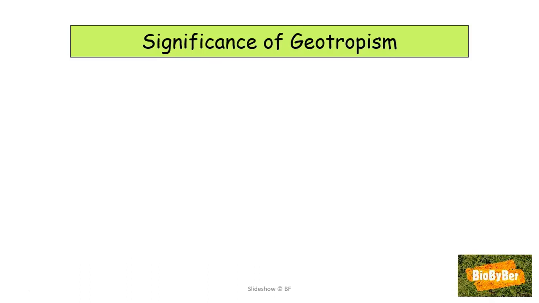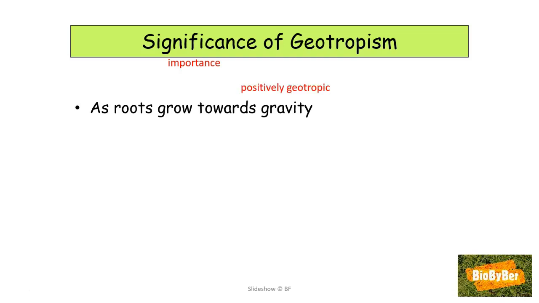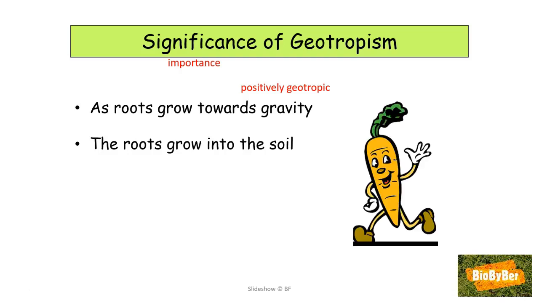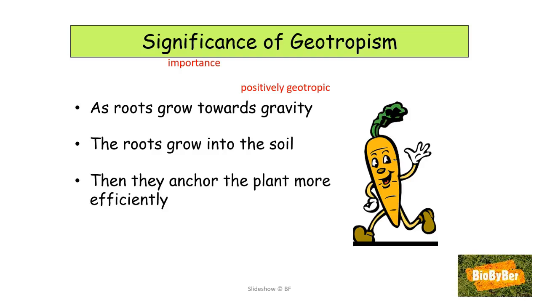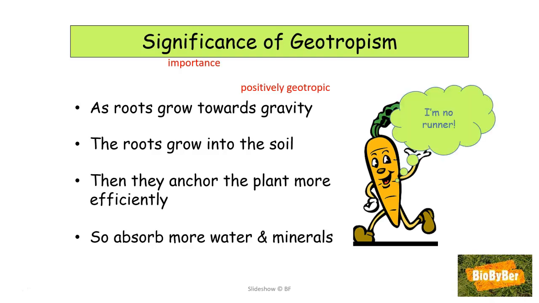What is the significance of geotropism? Another learning objective of this lesson. In other words, why is geotropism so important? Well, as we know, roots grow towards gravity. They grow down into the soil. They are positively geotropic. Because the roots grow down into the soil, then they will anchor the plant more efficiently. And if the plant is well anchored, they will be able to absorb more water and minerals. And this is why geotropism is so important.